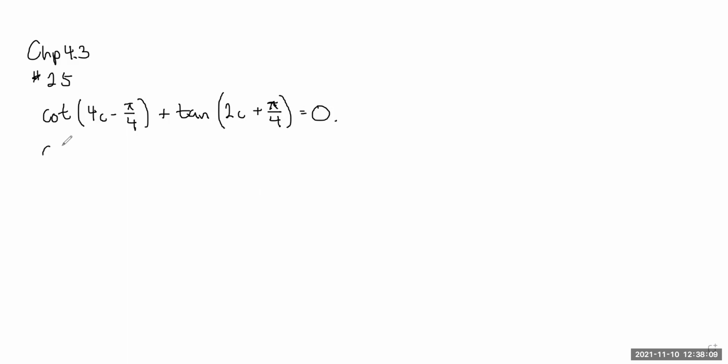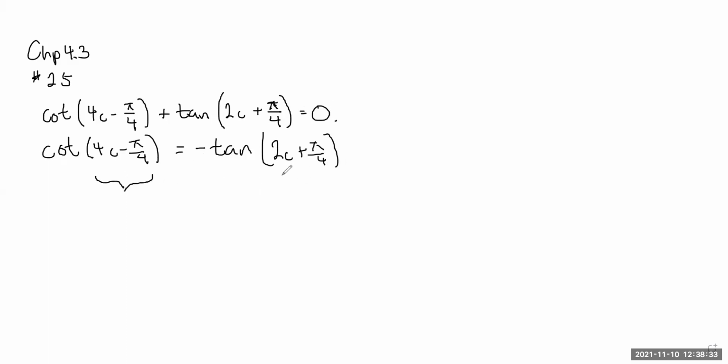If cotangent of an angle plus tangent of an angle equals 0, I can safely say that the value of cotangent of 4c minus pi over 4 is going to be equal to the negative of tangent of 2c plus pi over 4. Because they are correlated, the angle here and the angle here are going to have some relationship of pi over 2. In other words, some kind of relationship of 90 degrees.